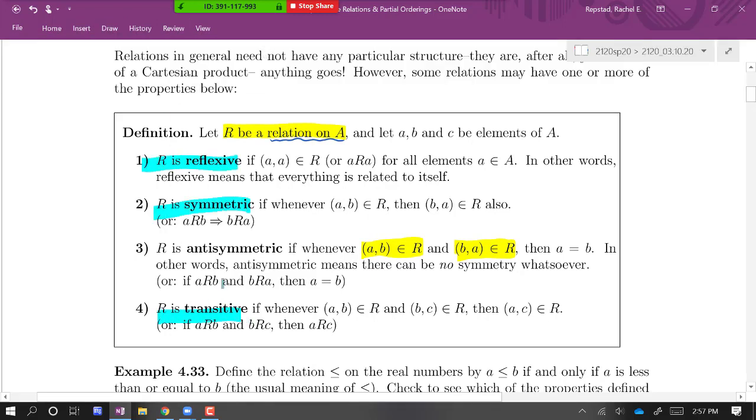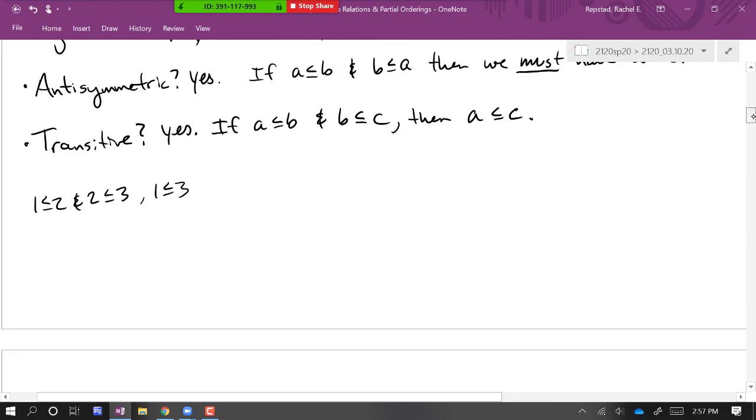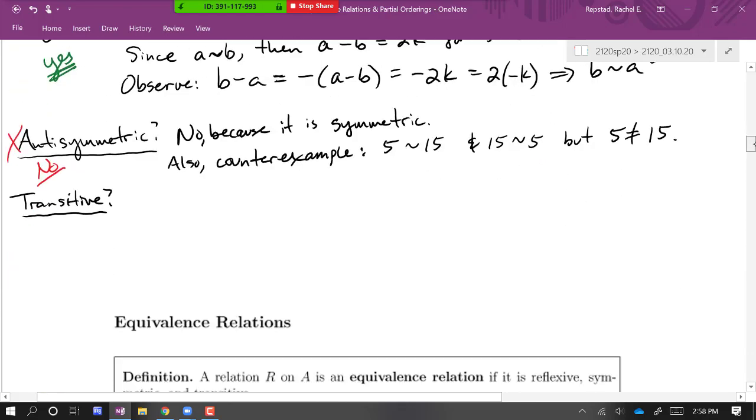Reflexive says everything's related to itself, so I just need an argument about one element of the set. Symmetric says if A is related to B, then B must be related to A, so that requires picking two arbitrary elements. With transitive, I need 3 elements, A, B, and C. Maybe we could see if we can find an instance of transitivity: 3 integers, A, B, and C, where A minus B is even, B minus C is even, and also A minus C is even.